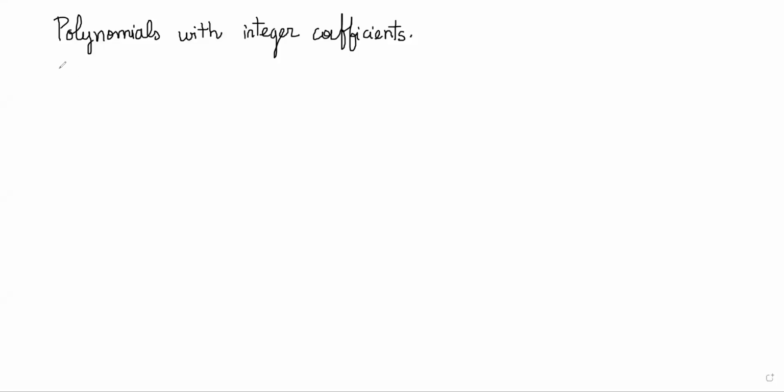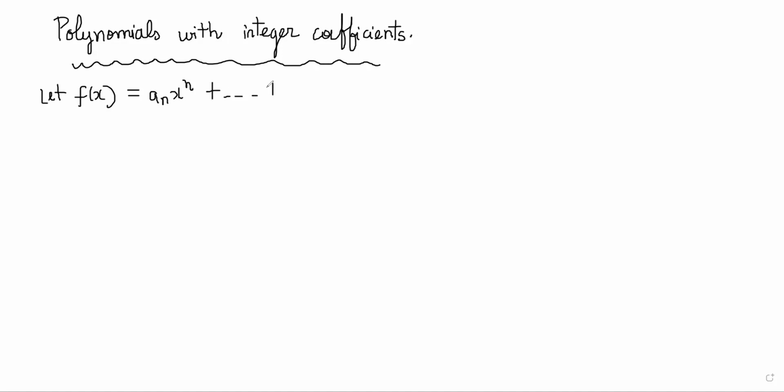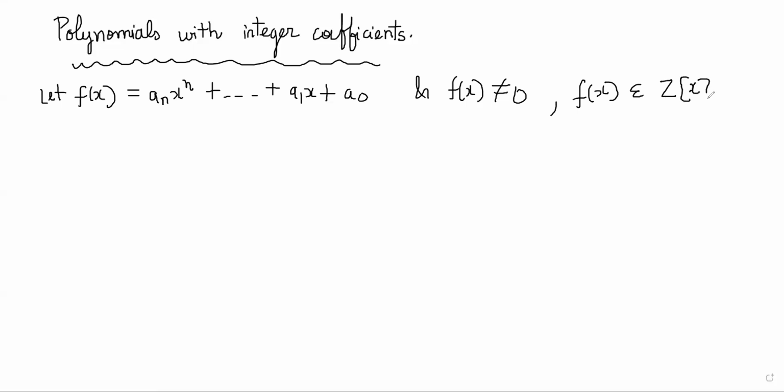Hi, in this video, we are going to talk about the next topic in our section on polynomials, and that is going to be polynomials with integer coefficients. So we start off with some basic definitions. Let f of x be a polynomial in the set of integer polynomials, and let it be written like this, and f of x is not equal to 0, and f of x belongs to the set Z of x.